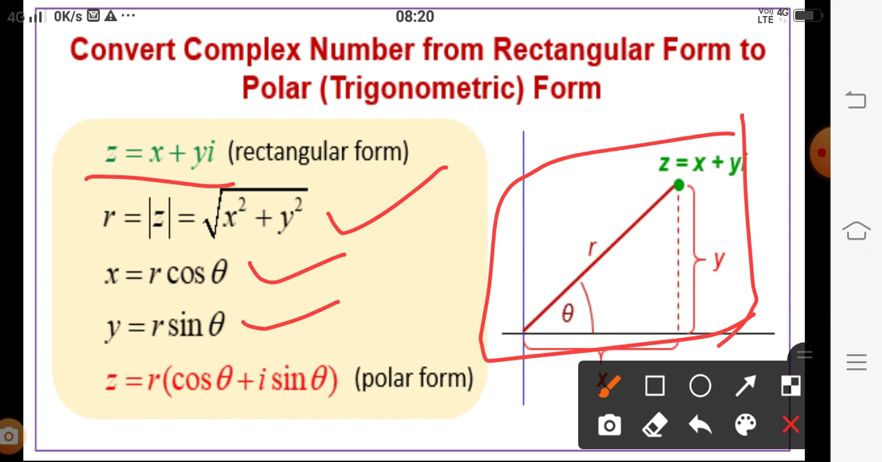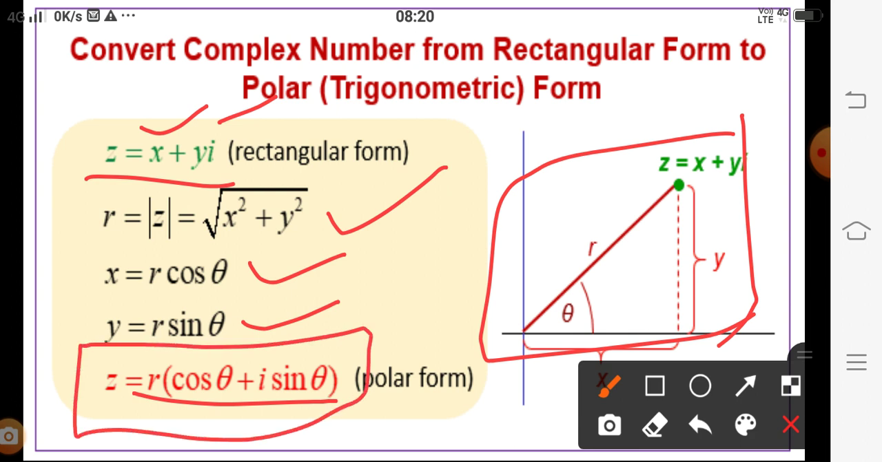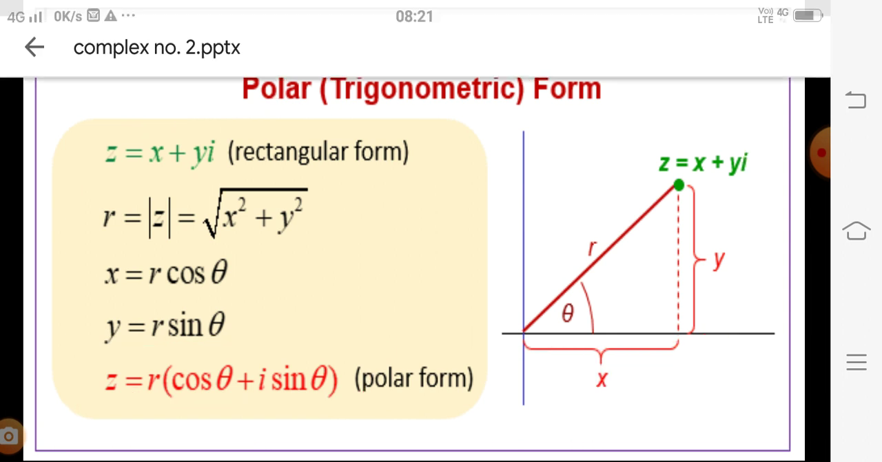Then if we have the values of x and y, and we put them in the given complex number, we get the required polar form: z is equal to r cos theta plus r i sin theta. And after taking r common, we get r into cos theta plus i sin theta. Then this is the polar form. It means for writing a complex number in polar form, we need the modulus, the value of r, and the argument, the value of theta. And if we have these two values, then we can easily put them in this representation, and we get the polar form of the given question.